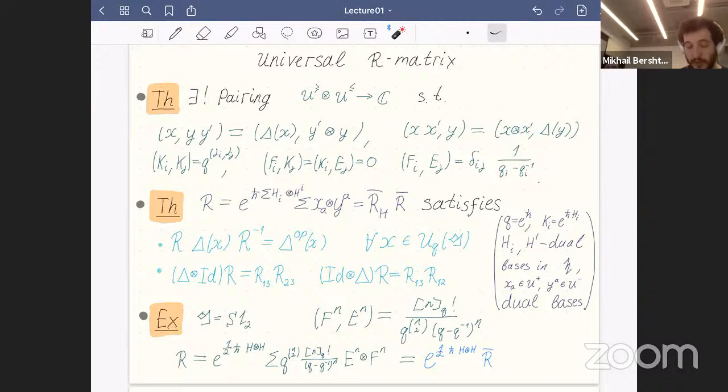In the first factor we have e to the power h bar, h_i tensor h_i, where h_i is a dual basis. So I'm going to take, for example, one of them to be simple roots, then another will be fundamental weights. So the formula and the properties of R are the following: R intertwines delta and delta opposite, and nicely works with the coproduct.